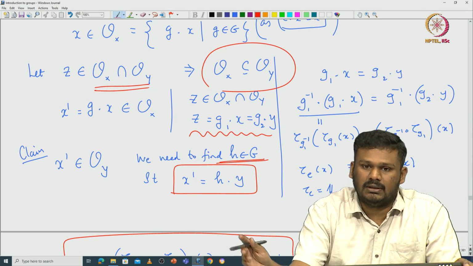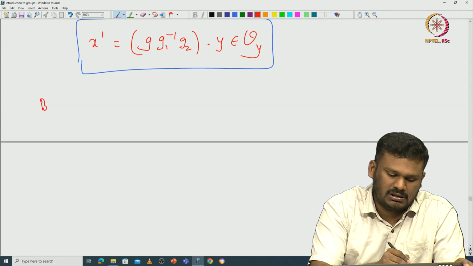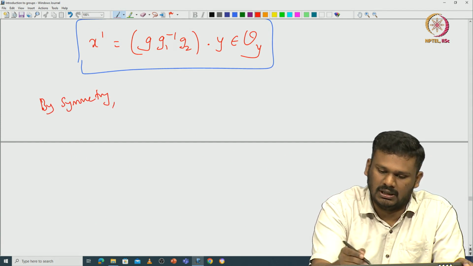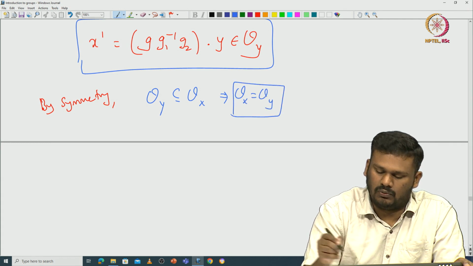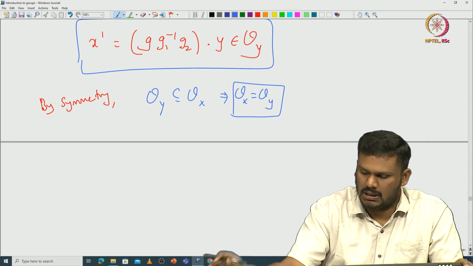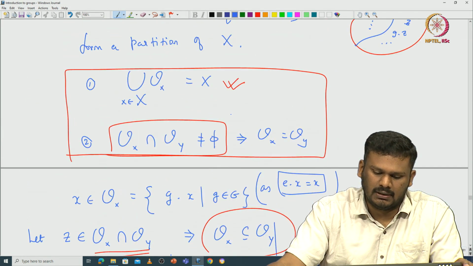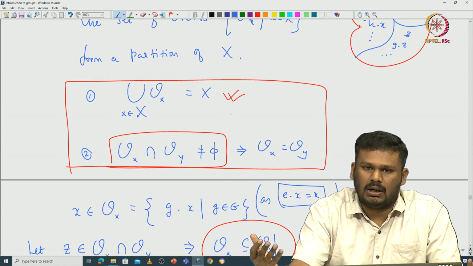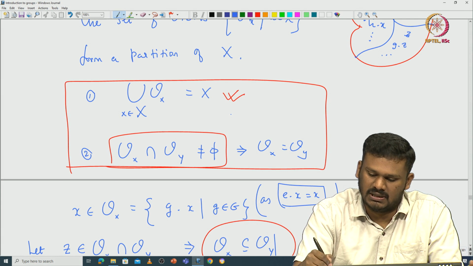By symmetry, or similar arguments, we get that the orbit of y is contained in the orbit of x, that implies the orbit of x equals the orbit of y. So this means if you take two orbits, either they are disjoint or they are equal. That is what this statement says.